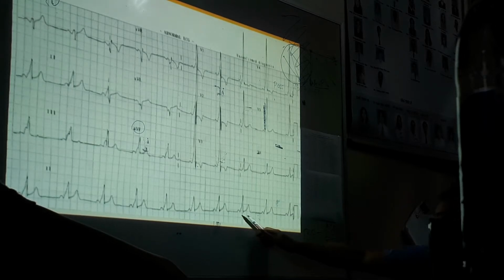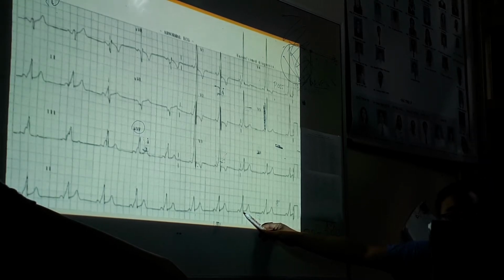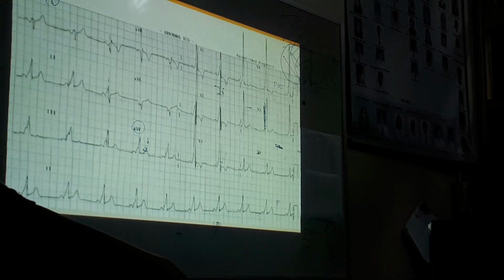So I still look at the rest of it. QRS is wide, right? Yeah. And what's normal QRS?